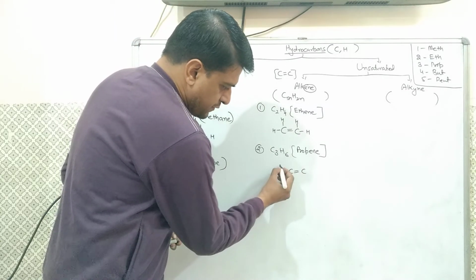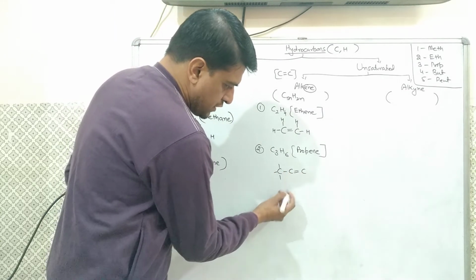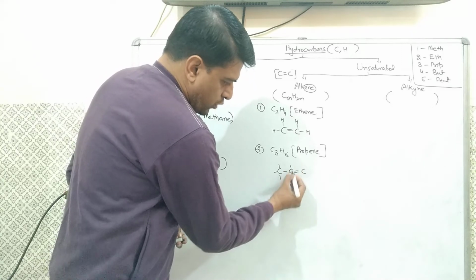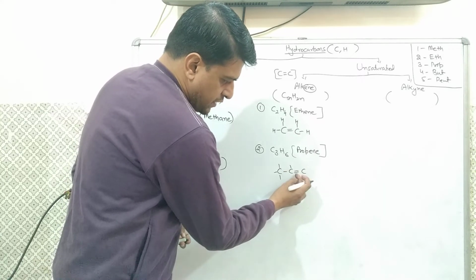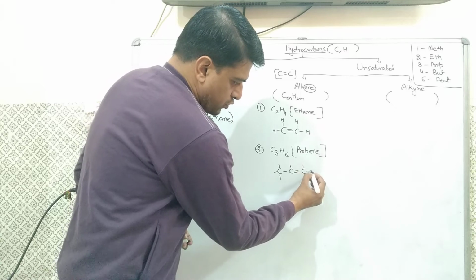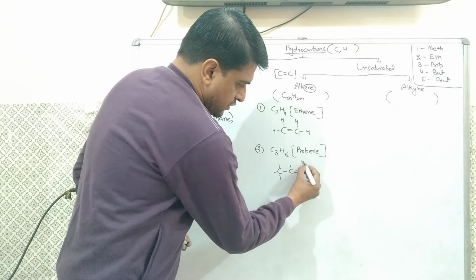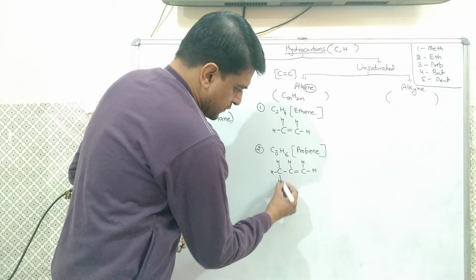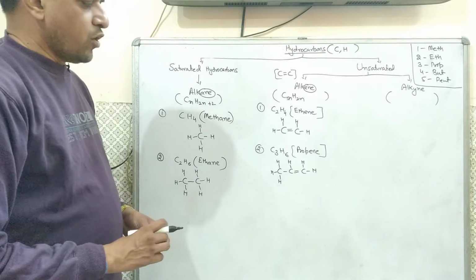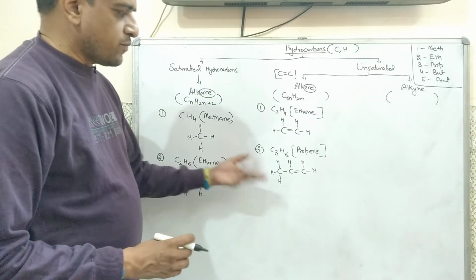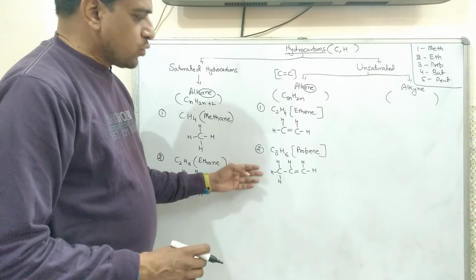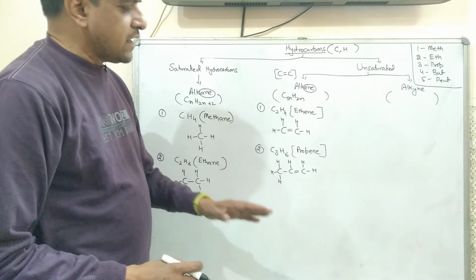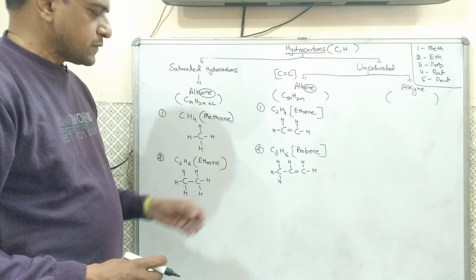Now complete the valency of each carbon. It has already 1, which means you have to draw 3. This carbon has already 3, so we have to draw only 1. And this carbon has 2, so you have to draw 2. Now start joining hydrogen at each bond. Now this is the structure of propene. In a similar way, you can draw the structures of butene, pentene, hexene, heptene, and so on.